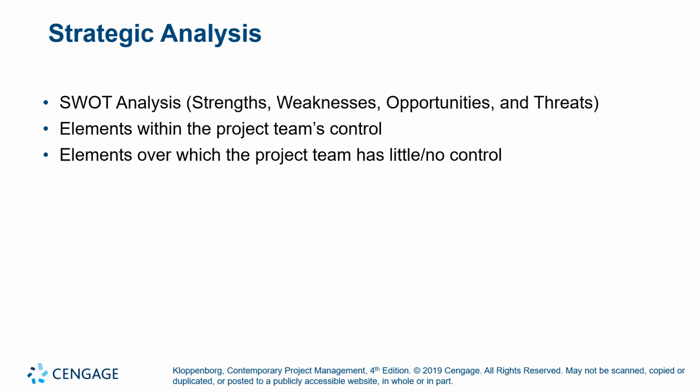Strategic analysis. What is it? Here's some examples of strategic analysis. We have the SWOT analysis, which goes over strengths, weaknesses, opportunities, and threats. There's also the elements within the project team's control. There's elements over which the project team has little to no control. What this SWOT analysis does is help us determine the best strategic analysis for a project that we're going to take on in the future.